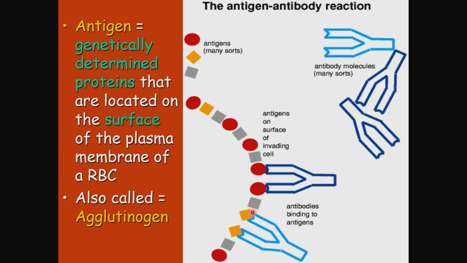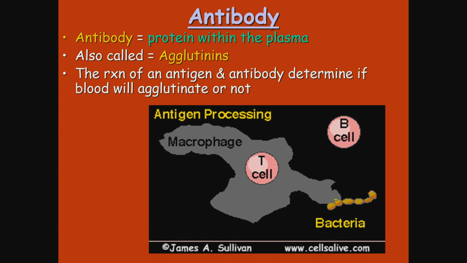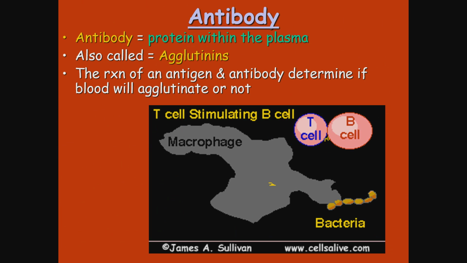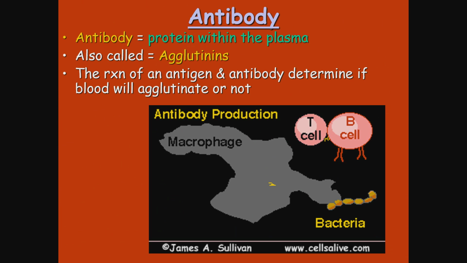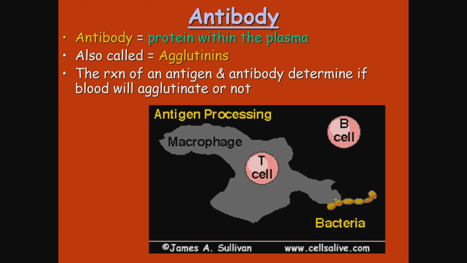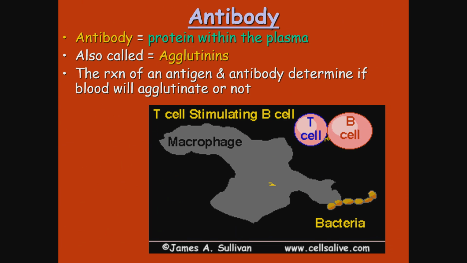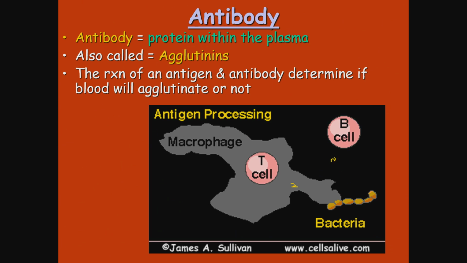Okay, so we have antigens, and then these Y guys are the antibodies. Let's talk about them. Antibodies are proteins within the plasma. So the antibodies are actually floating around, whereas the antigens are actually on the red blood cell. Antibodies are also called agglutinins, right? These words sound exactly the same, yes? The reaction of an antigen and an antibody determine if blood will agglutinate or not. And I'm going to go through that process and teach you guys how that happens.